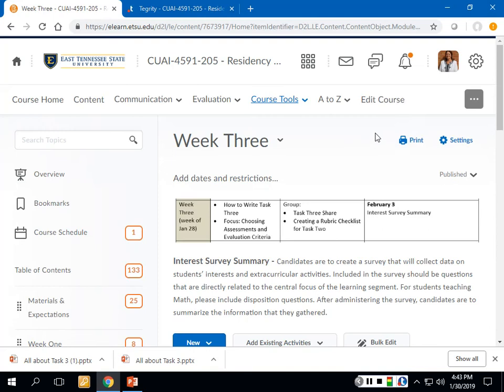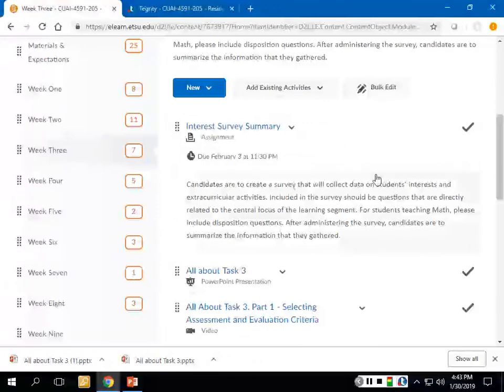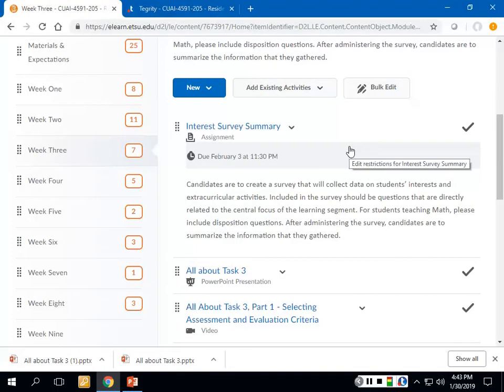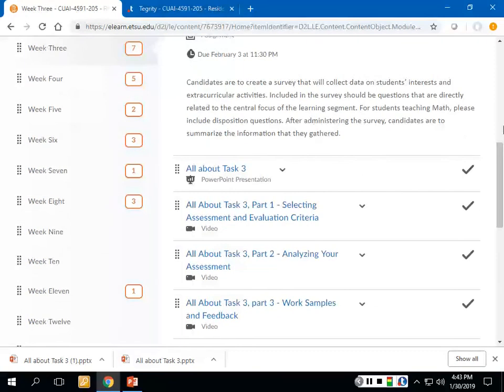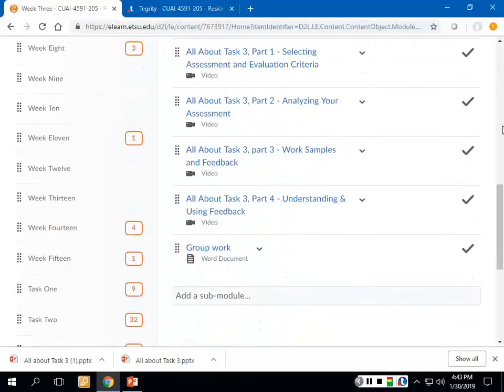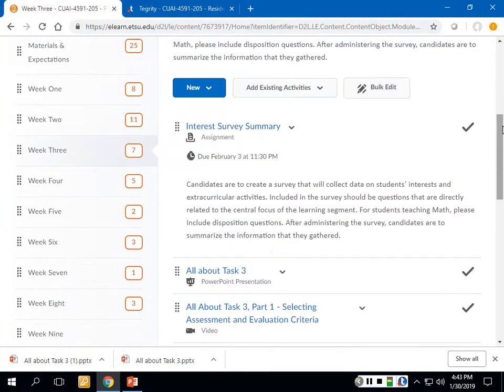Okay, also, looking at week 3, we see we've got the interest survey coming up on Sunday, and it's due, the summary. Then the following week, next week in class, you will need to have your planning commentary ready for someone else to give you feedback on it. And those are the 2 big assignments coming up.